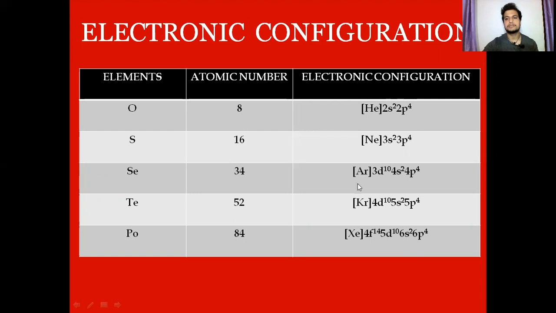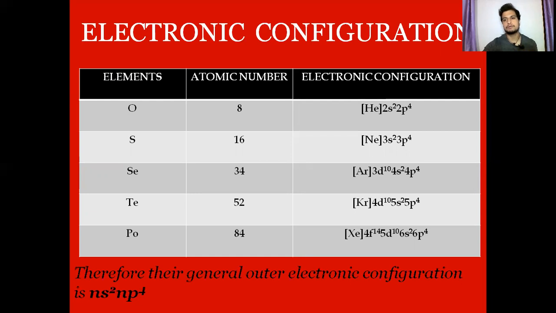So if you see the configuration of these elements, you can clearly see that there is S2 and P4. In the last shell, there will be 2 subshells, which are S and P. In S, you'll always have 2 electrons, and in the P subshell, you will have 4 electrons. So the general outer electronic configuration of this whole group will be ns2 np4, where n is the principal quantum number.